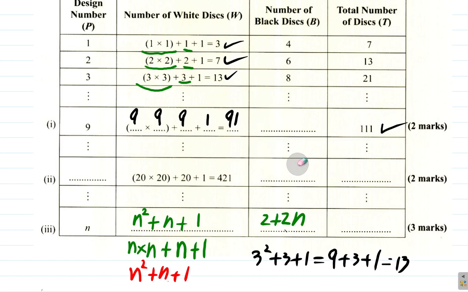What is the number of black disks? It should be 2 plus 2n. In this case, n is 9. So 2 plus 2 times 9. 2 nines are 18, and 2 is 20. Does 20 and 91 add up to 111? If they do, then it will make us happy. 91 plus 20. 1 and 0 is 1. 9 and 2, 11. Nice.